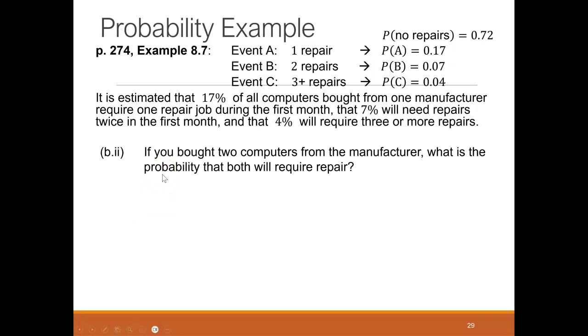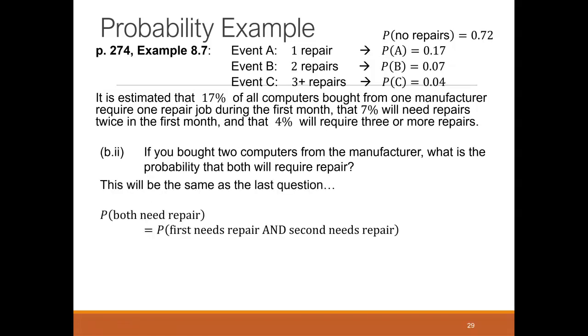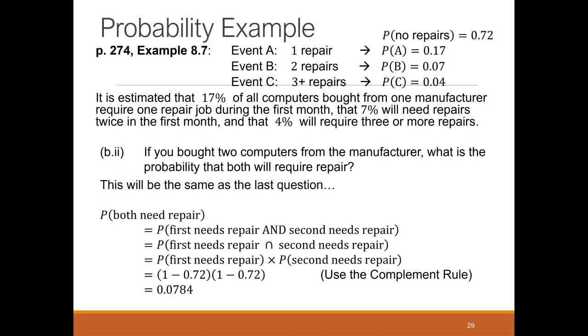If you bought 2 computers from the manufacturer, what is the probability that both will require repair? So that's going to be the probability of some repair and then the probability of some repair, correct? So some repairs was 1 minus no repairs. Everybody's okay with that? Or you could have used the number, 0.28, or you could have added, which is what we got by adding these 3 together, right? So a little less than 8%.